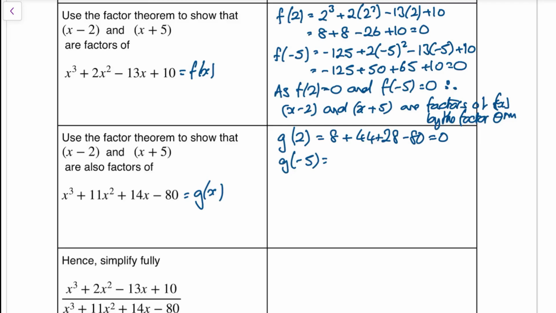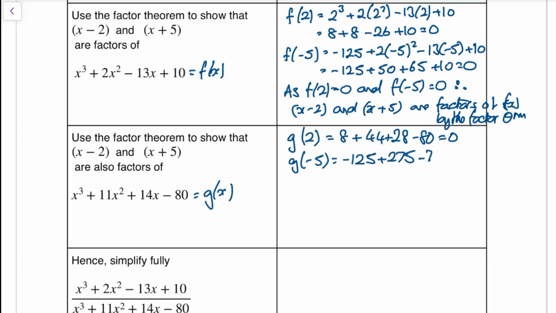G of minus 5. So minus 5 cubed is minus 125. Okay, 5 squared is 25 times 11 is 250 plus 25, which is 275. And then 14 times minus 5 is minus 70. Minus 80 is equal to... sure that works out. Yes, it does work out. Is equal to 0. And then the same sentence again.